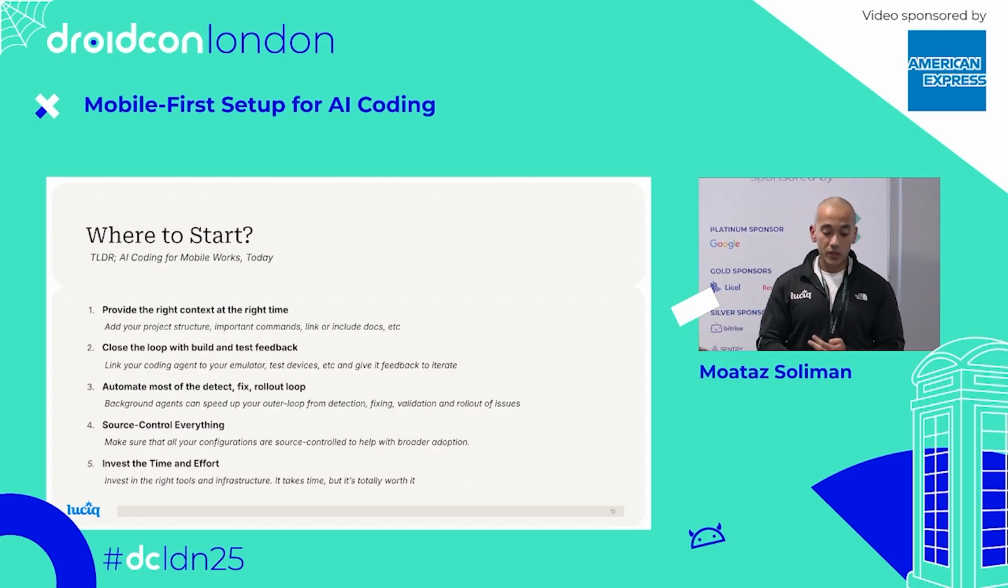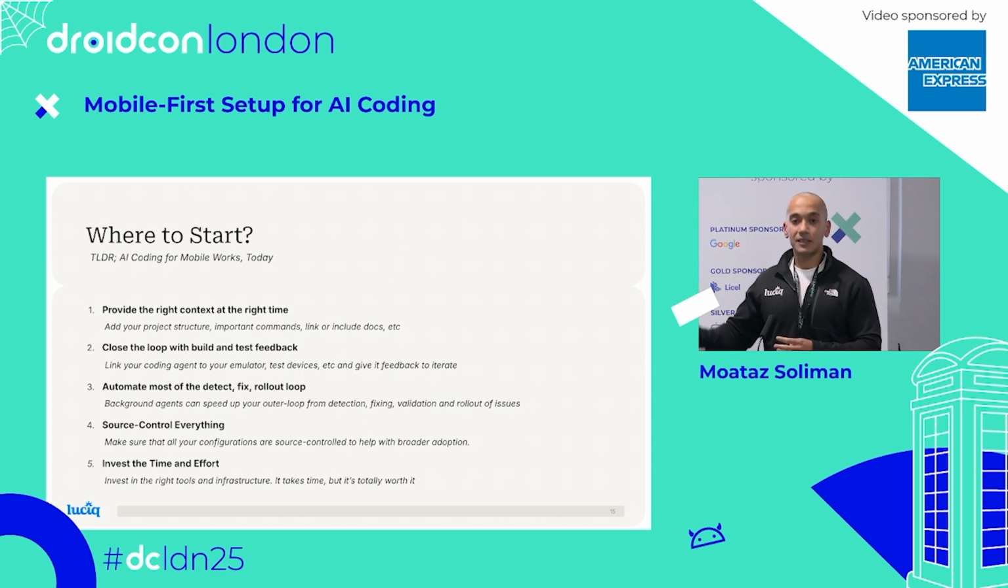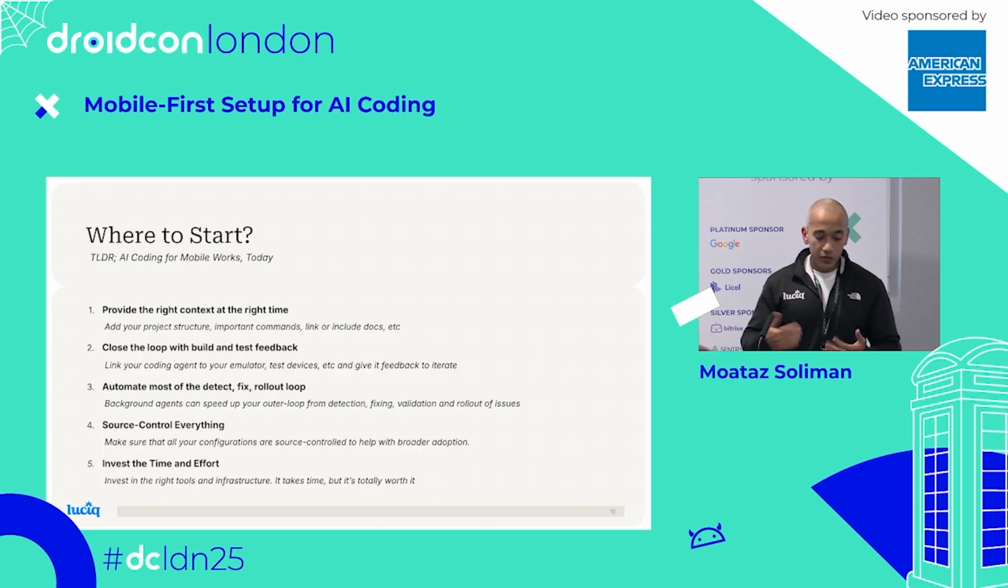The second one is closing the loop and making sure that it can generate the feedback that it needs, starting from the build phase to the testing and running on devices, and making sure that it is actually able to capture that feedback to be able to iterate on the generation of the fix that it is working on. Third is automating as much as possible of the maintenance loop, starting from detection to fixing to rollout.